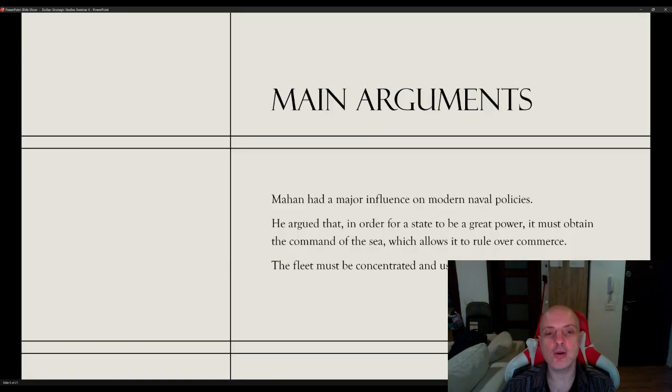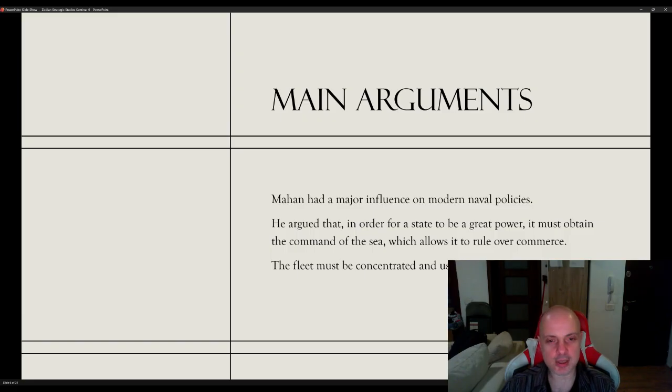Now, his main argument is that for a state to be a great power, that state needs to have this command of the sea. And this command of the sea allows a state to rule over the commerce. So he who commands the sea commands the commerce, and he who commands the commerce is the ruler, the main power.